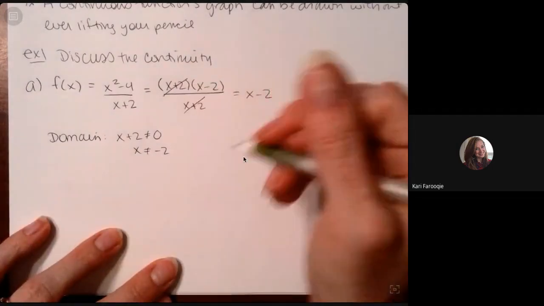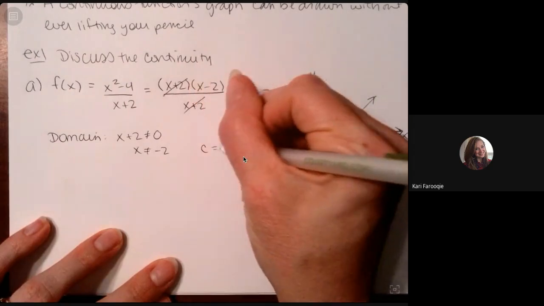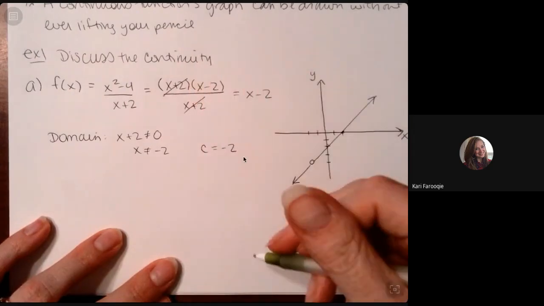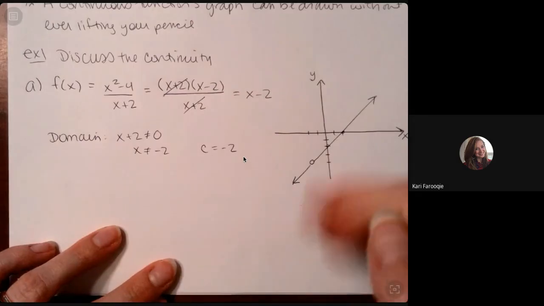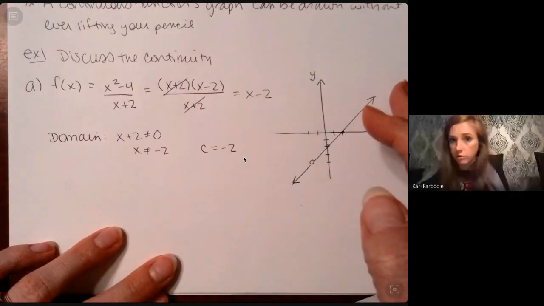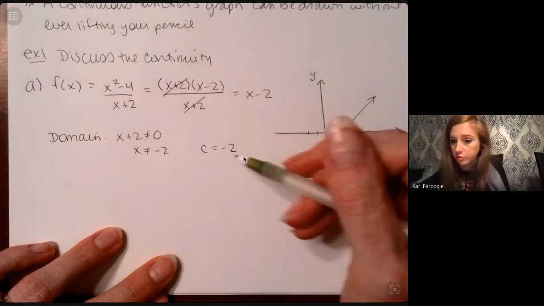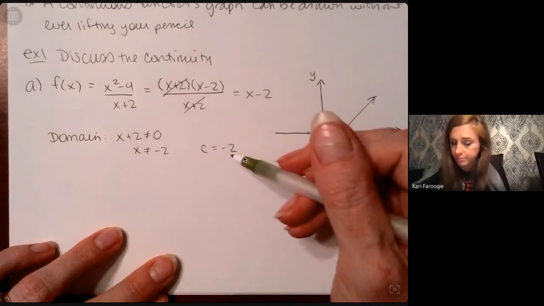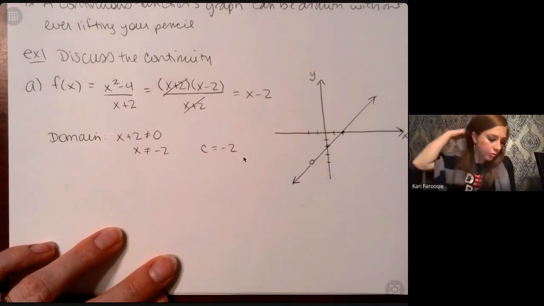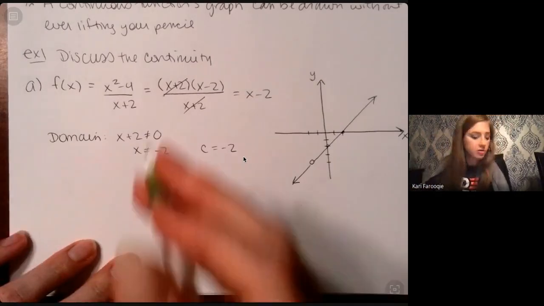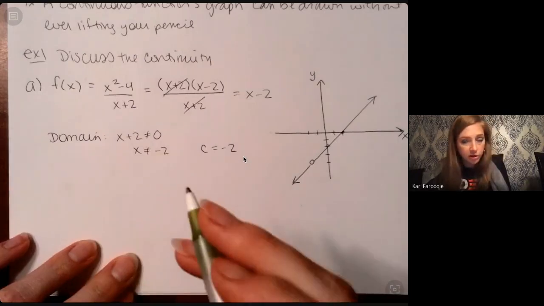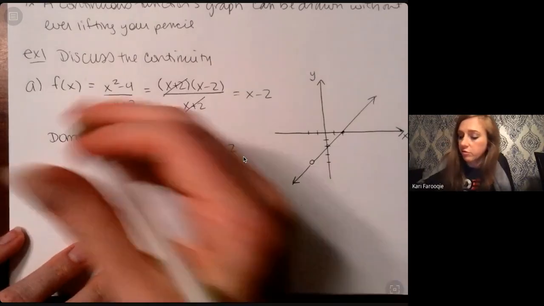That tells us that we're looking at the value c equals -2 as far as continuity is concerned, because anywhere else on this graph, we don't need to worry about whether or not the function is continuous, because the only value that's excluded from the domain is this one. So that's kind of why we've been focusing on this place where you end up seeing this hole in the graph. So we're going to say that there's a hole or a removable discontinuity at x equals -2.